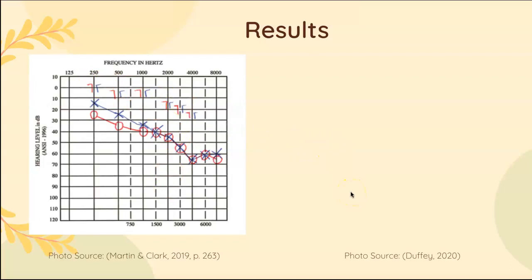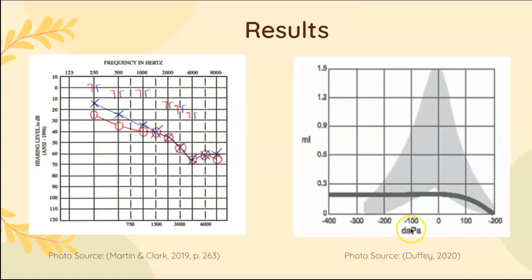The tympanogram results beside the audiogram right here are of a type B. So Martin and Clark stated that type B usually results, and I quote, "when the middle ear space is filled with fluid, where the point of greatest compliance cannot be found," end quote. And so, as I said, serous effusion is where there is fluid in the middle ear section. So type B would best fit this diagnosis.